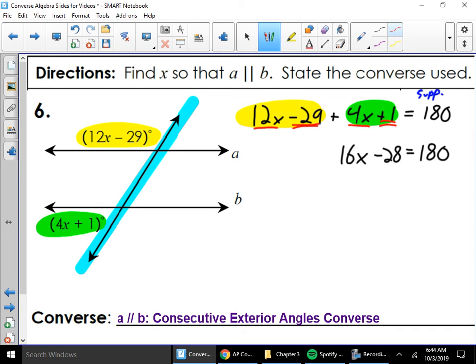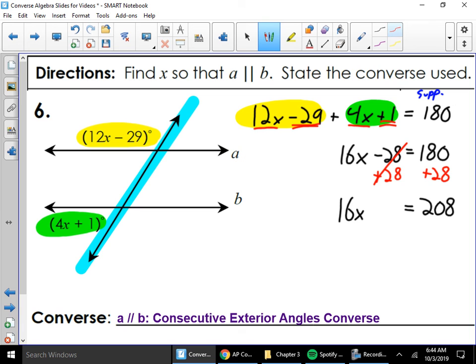You may have terms with x's in them. You may just have constants. But whatever you have on one side of the equation, make sure you bring all of your like terms together. This just becomes a 2-step equation, the same 2-step equations we've been looking at all day. We can add 28 to both sides. Adding 28 to both sides leaves us with 16x on the left. And we get 208 on the right.